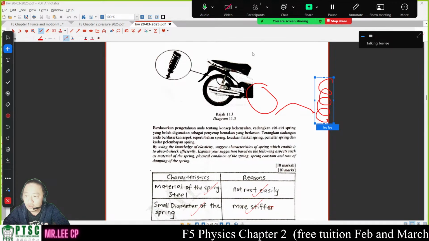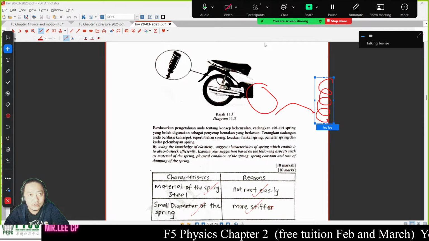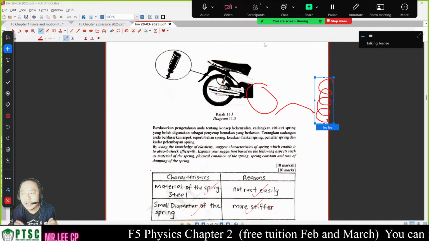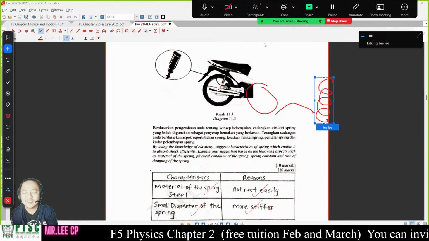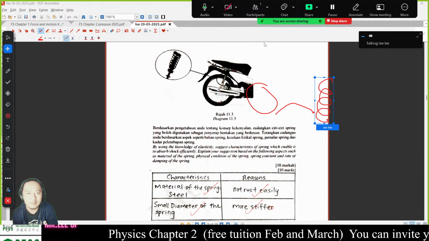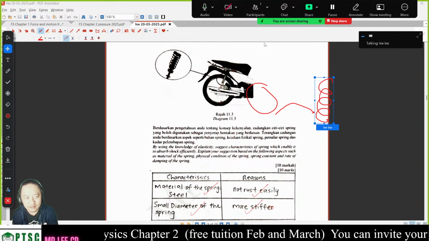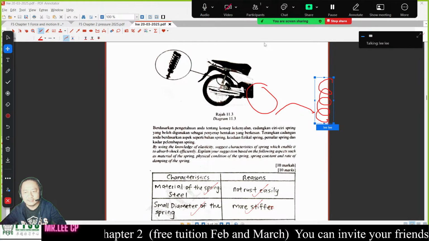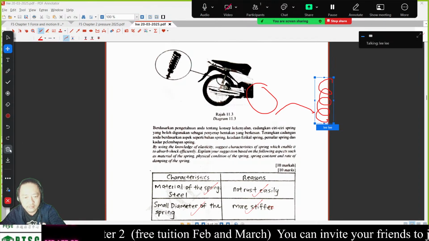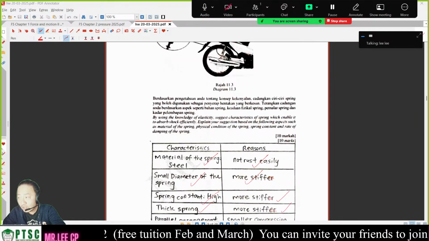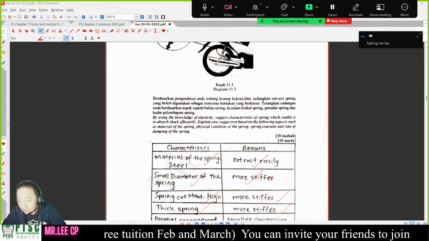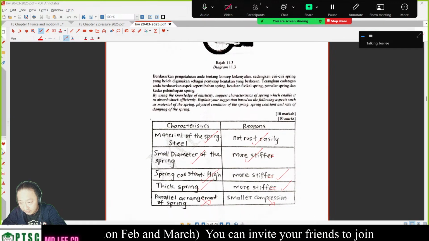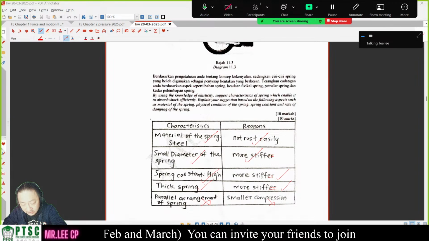So you are on your motorbike, you pass through one bump, and then you keep dancing there for like 10 minutes, 5 minutes, 2 minutes. You don't want that. So the K has to be high. That's why they said the spring constant has to be high. The smaller diameter, okay, they gave you smaller diameter, spring constant high, thick spring.